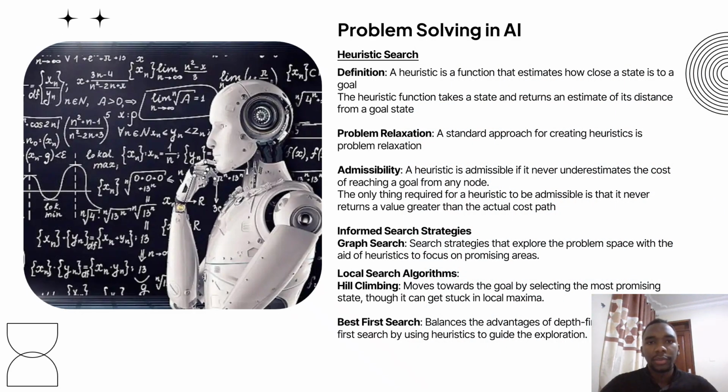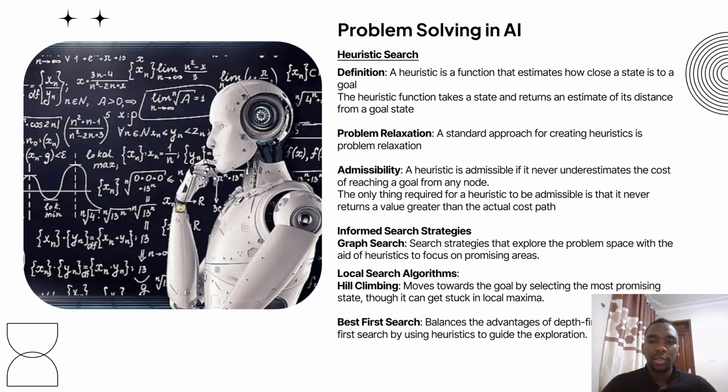So in the previous slide, we talked about uninformed search and also informed search. Uninformed search is also known as blind search, where no information other than the problem description is provided. Examples are breadth first search and depth first search. Then we have informed search, also known as heuristic search, where some information about the domain is used to head in the general direction of the goal node, and it uses heuristics, which is a function that estimates how close a state is to the goal. The heuristic function takes a state and returns an estimate of its distance from the goal state.